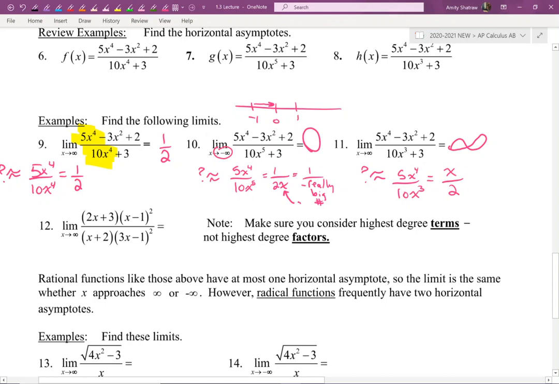Now, let's take a look then. What if they make it a little bit harder on us? What if they factored this thing? And I don't know what all of my biggest exponents would be, right? It says make sure that you consider the highest degree terms, not the highest degree factors. So in my mind, again, my shady math, I'm going to say I have a 2x times an x squared. Do you see it? Because if I expand that, I will get an x squared. Then on bottom, I'm going to say that I have an x times a 3x squared.